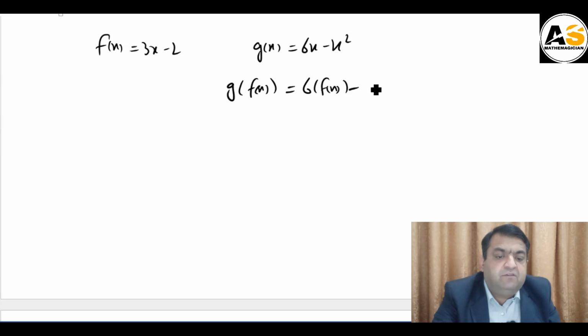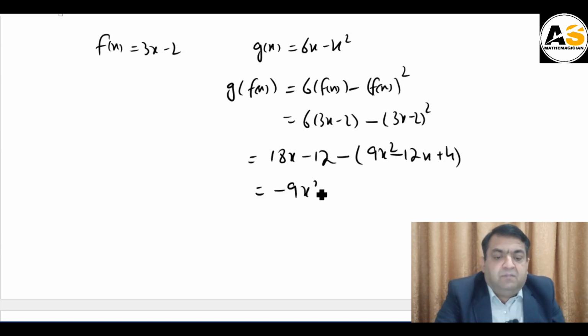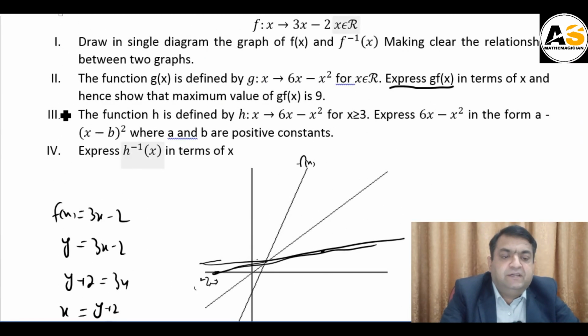6 times f of x minus f of x whole square. This will be 6 times 3x minus 2 minus 3x minus 2 whole square, which will be 18x minus 12 minus, I am expanding this square, 9x square minus 12x plus 4. This will be minus 9x square plus 30x minus 16. So this is g of f of x. In the first step, we have calculated g of f of x in terms of x.